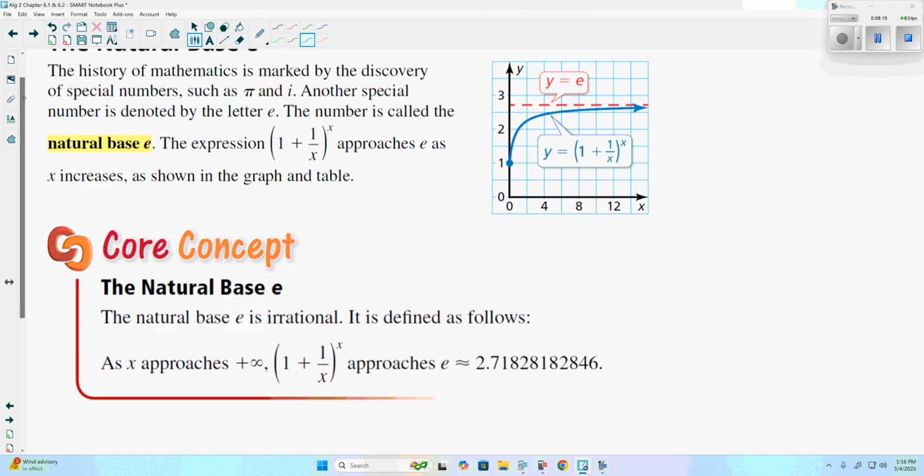Now, the other type of exponential that we have is the natural base e. The expression, or e, is approximately 1 plus 1 over x to the x, so our exponential. So the natural base e is an irrational number. E is approximately 2.7182818286 is our e.